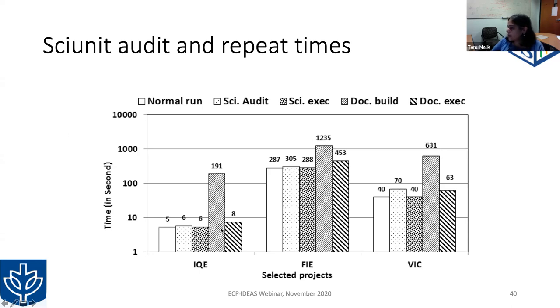But if you look at the SciUnit times, they are fairly close to the application normal runtime. The little bit of overhead that we are seeing is because of intercepting as well as copying the data. So audit time is more than the execution time, but execution times are very close to the normal run times. For Docker execution time, we are seeing an increase, and that is coming not because of the execution of the application, but because we have a layering of the file system. Especially in case of FIE, which is running this random forest on a large number of City of Chicago data sets, because of the layering, we are having a little overhead.